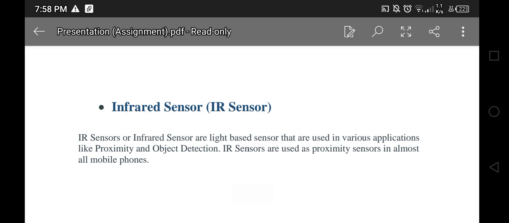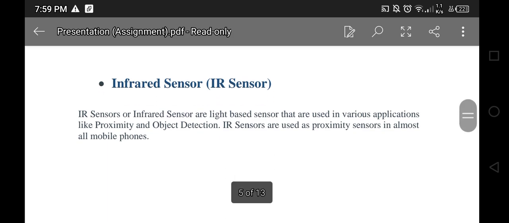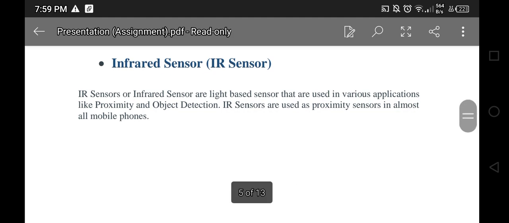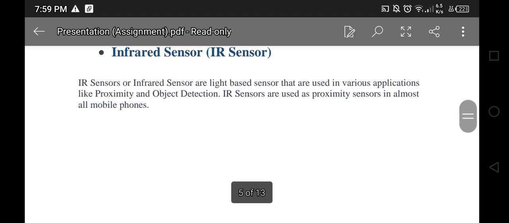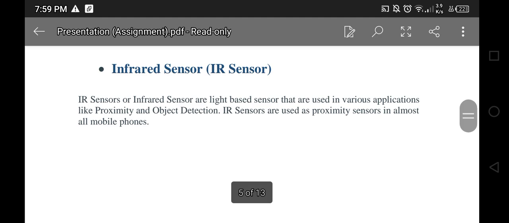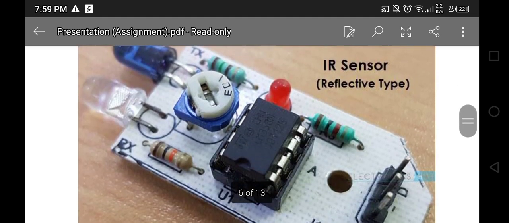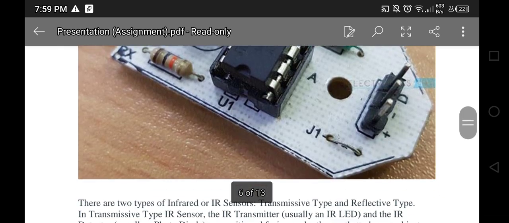Infrared sensor, which is short for IR sensor, are light-based sensors that are used in various applications like proximity and object detection. IR sensors are used as proximity sensors in almost all mobile phones. That means the mobile phone you're carrying with you in your pockets or are using currently, like I'm using one to make this video, has an IR sensor in it, a proximity sensor. This is the figure for the infrared sensor. This is for the reflective type.